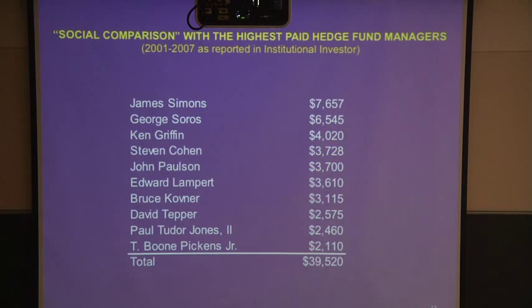2001 to 2007, George Soros made $6 billion. John Paulson, who's a former student of mine, made just under $4 billion. Really smart guy. He bet against the housing crisis and won. Made $4 billion in one trade that took, I don't know, 3 or 4 years to execute. So you can see what kind of money we're talking about here.